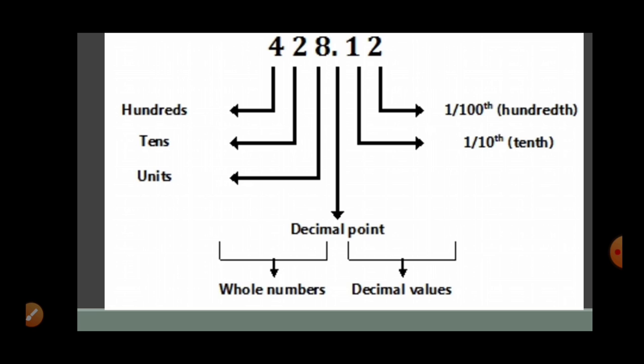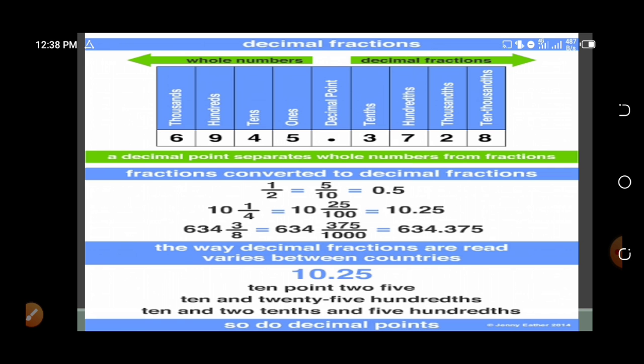428.12. 4 is hundreds, 2 is 2 tens, and 8 is 8 units. That's for a normal whole number. But when we have decimals following, the 1 is 1/10, and the 2 is 1/100, and then it continues like that.